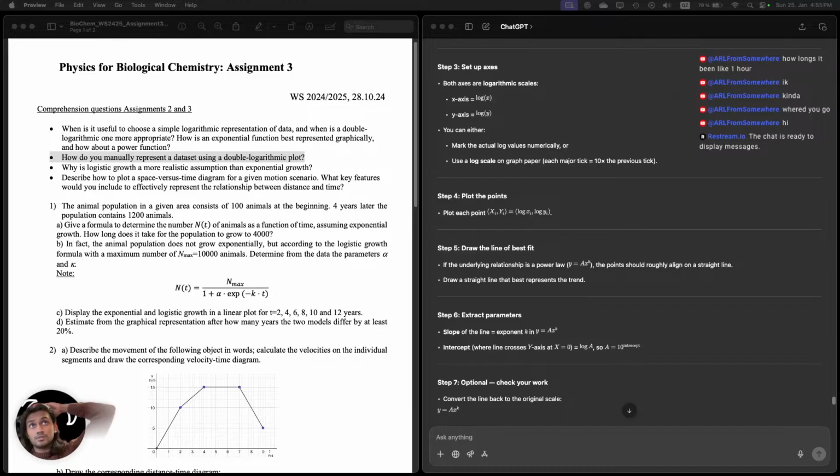Underlying relationship is a power law. The points should roughly align on a straight line. Draw a straight line that best represents the trend. Extract the parameters: slope, not slop, slope. Intercept, where the line crosses.